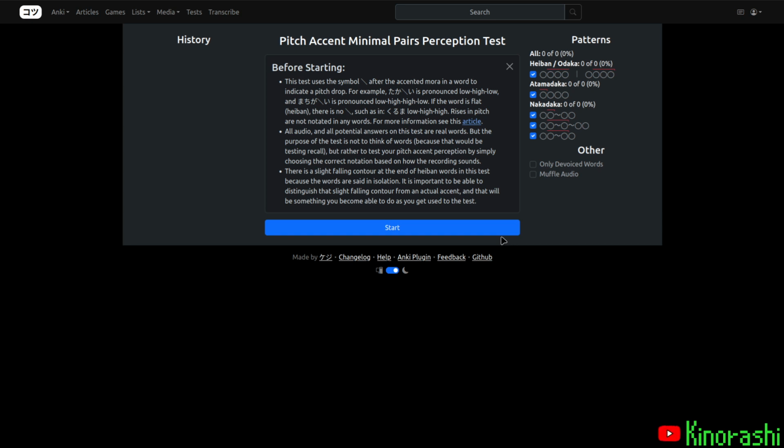For atamadaka, nakadaka, and odaka words, the particle pitch is low. Sekai ga. 世界が Sekai ga. Okay, and that was an atamadaka. Then Nihon ga. 日本が Nihon ga. That's a nakadaka.